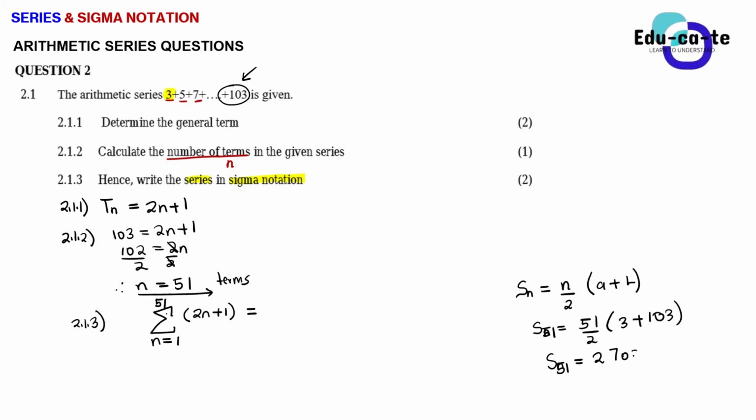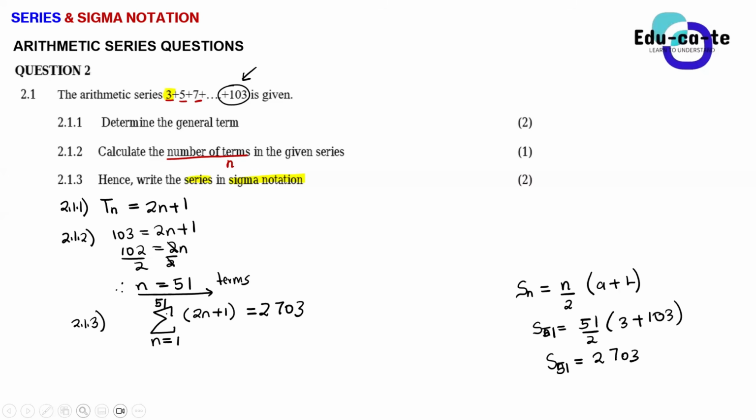703. So it means that when we add up these terms, this is going to give us 2,000 and then 703. So this is going to be 2,703. You have expressed this, you have written this as a what? As in a sigma notation.